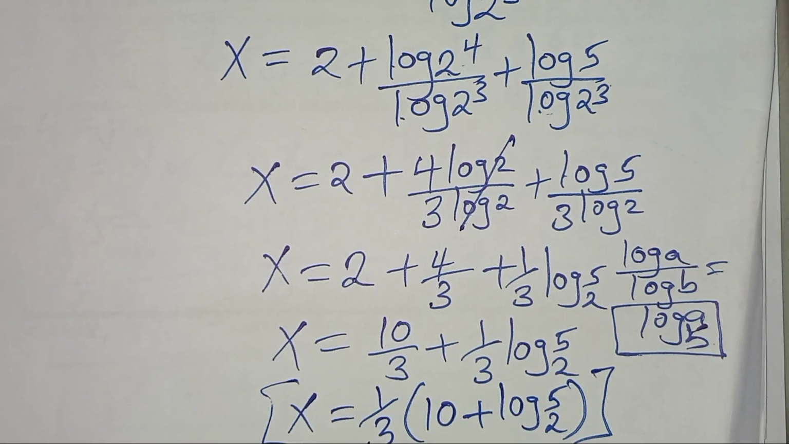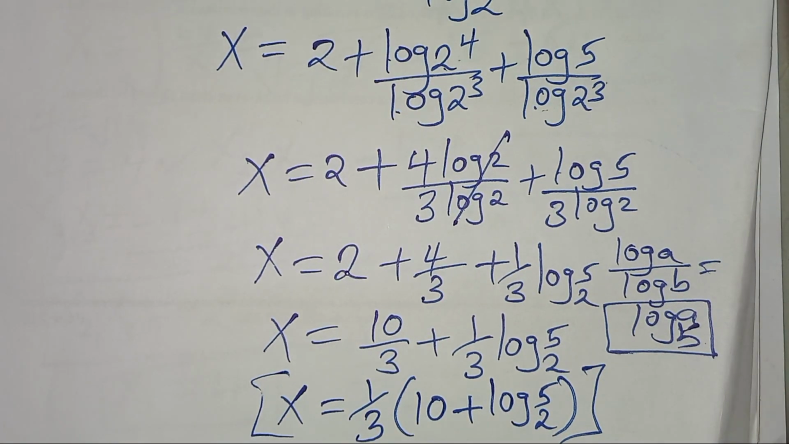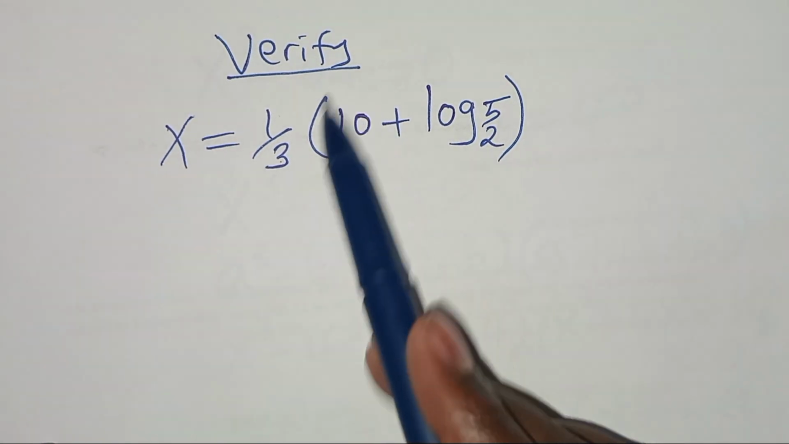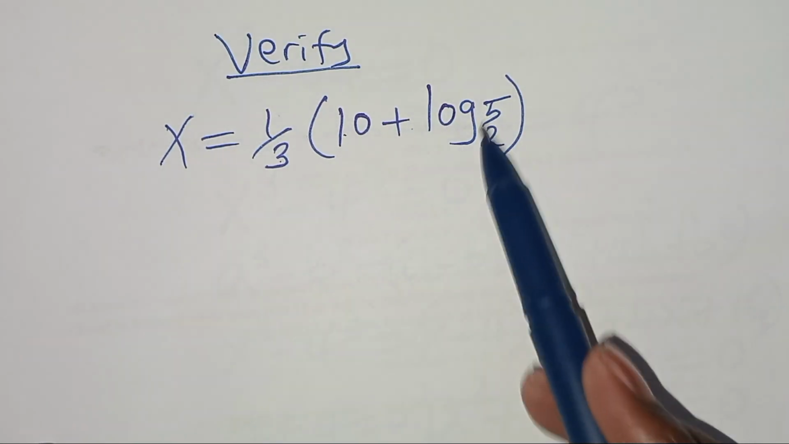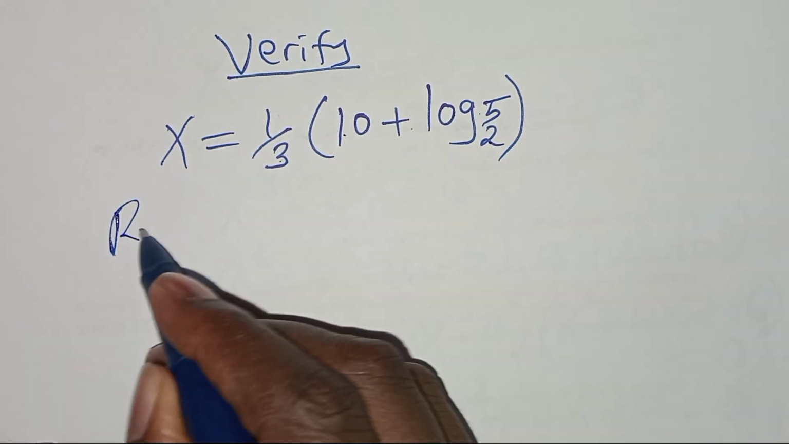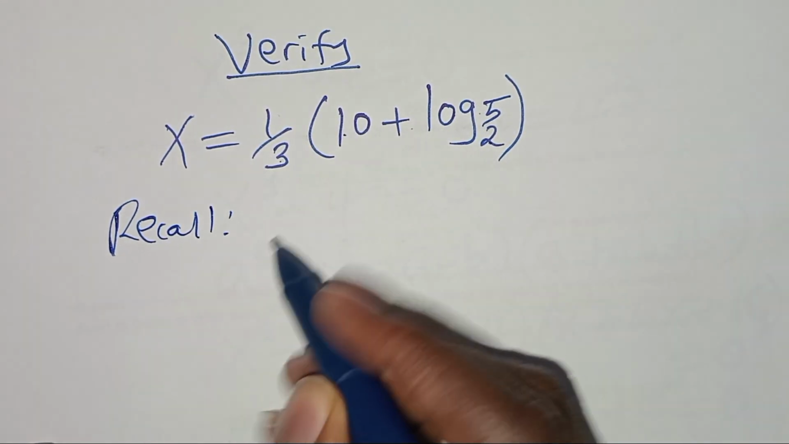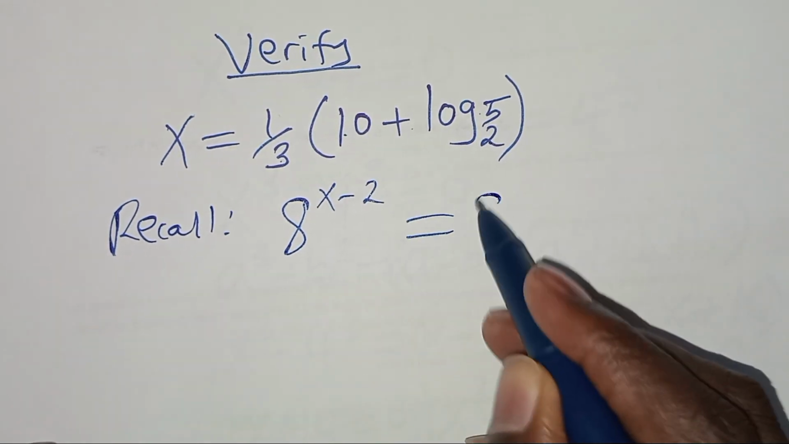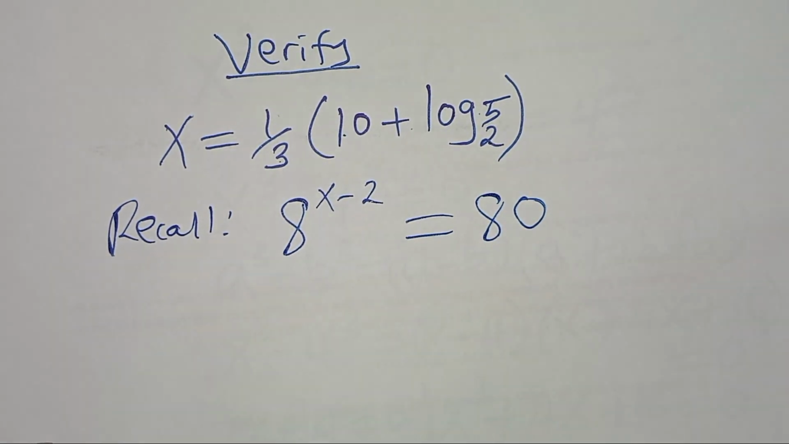So let's verify that this value of x, which is a third into the parentheses 10 plus log 5 to base 2, actually satisfies the equation. Now if you recall, we ended at 8 to the power x subtract 2. This is supposed to give us a value of 80.